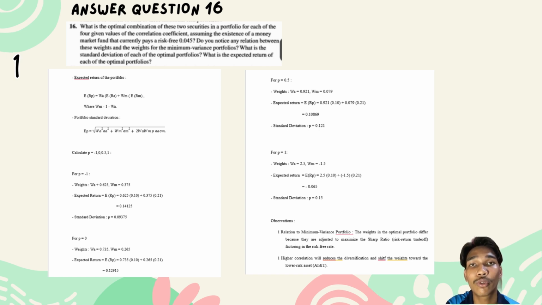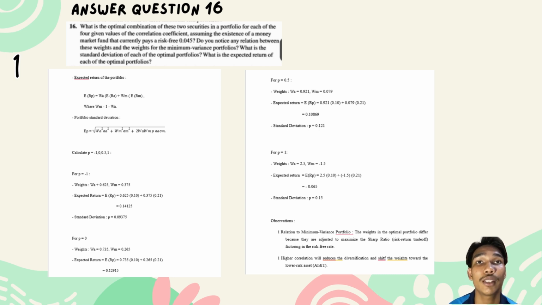For P0, the weight for AT&T is 0.735 and Microsoft is 0.265. The answer for expected return is 0.12915. So the standard deviation answer for P0 is 0.109. For P0.5, the weight for AT&T is 0.921 and for Microsoft is 0.079. So the expected return answer is 0.10869 and the standard deviation is 0.121.